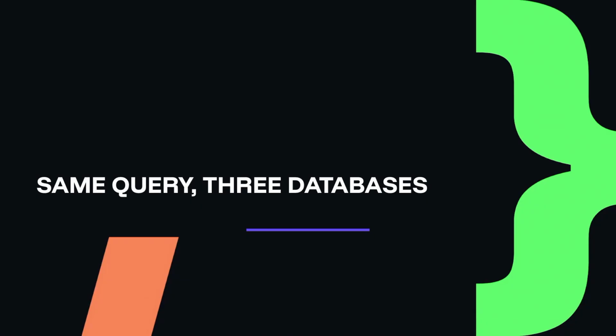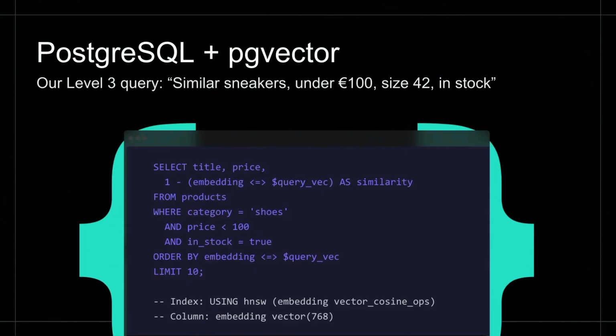So I'll just show you how the query looks in the three databases. In PostgreSQL plus pgvector, I assume it's mostly familiar to you. Because it's SQL, it's simple. If you already know SQL, you can keep on using that.